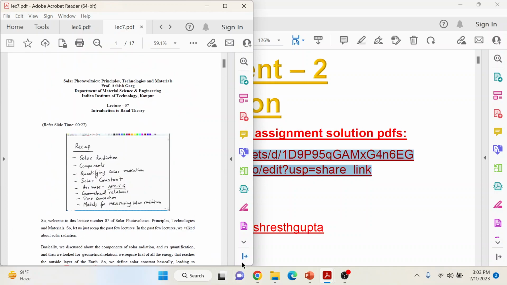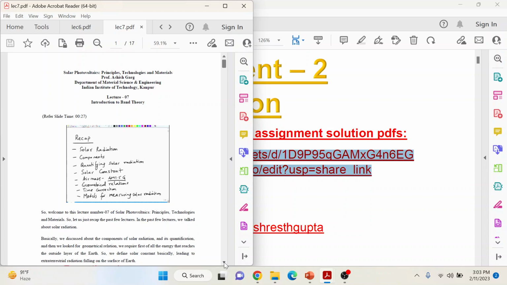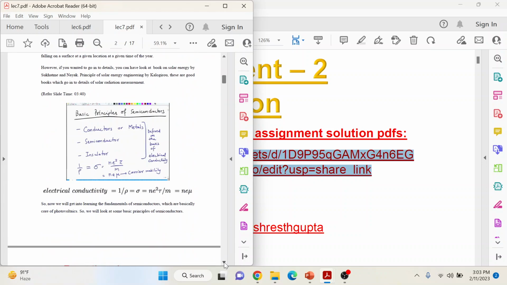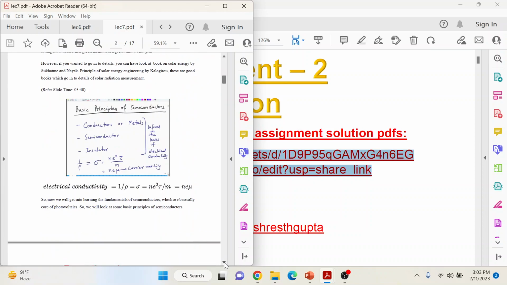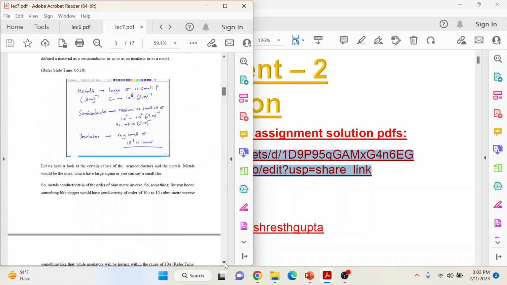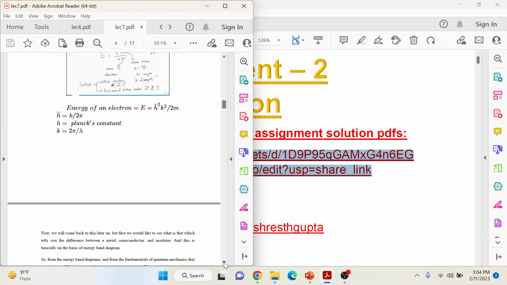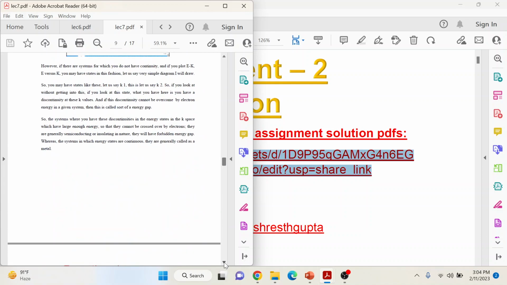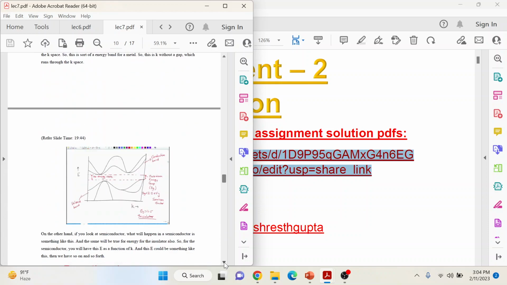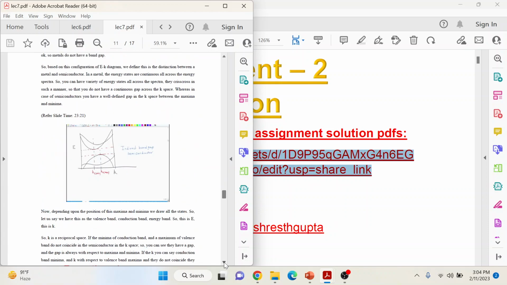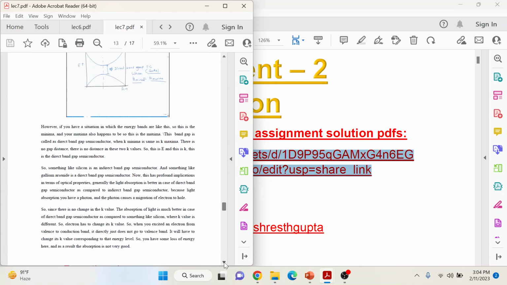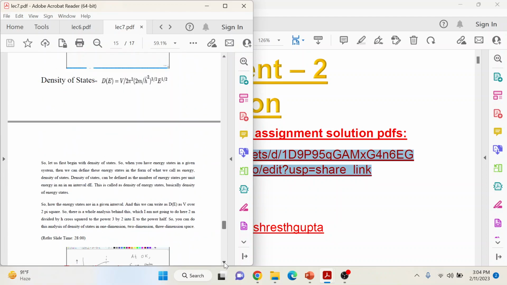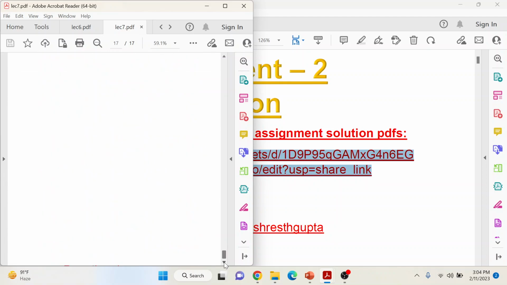After that, in the other class, sir talked about semiconductors. He gave a recap of solar radiation and its components. Then he talked about conductors, semiconductors, and insulators, the differences between them, resistivity, conductivity, what makes them different, and how to calculate their drift current. Sir talked about their band diagrams, how they differ, and how we calculate the density of states, and on the basis of density of states how we make them differ.